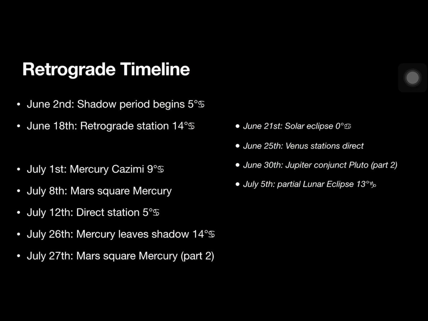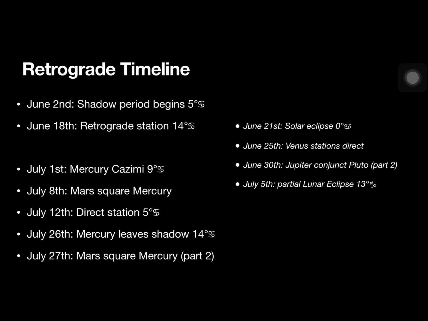This area where Mercury crosses its own path a total of 3 times, going forwards, going back, and going forwards again, that whole area is referred to as a shadow area or period. Then on June 18th, Mercury stations retrograde at 14 degrees Cancer. Should also note that on the 21st of June, we have a solar eclipse at 0 degrees Cancer. That is the day after the summer solstice.